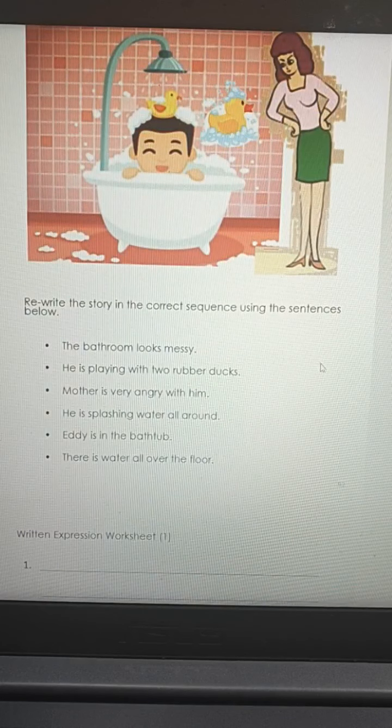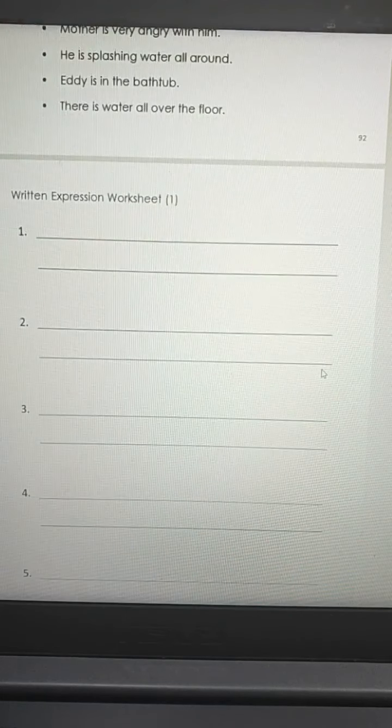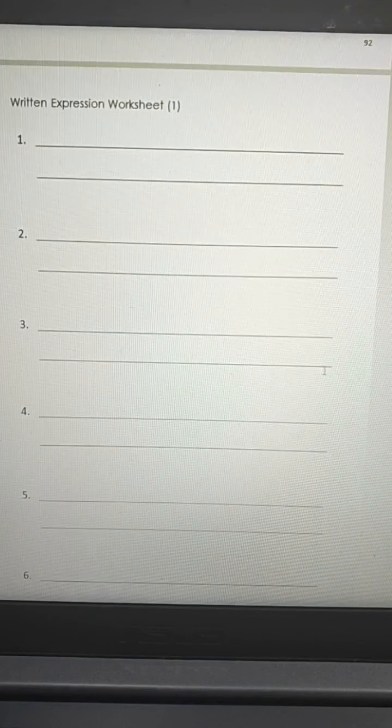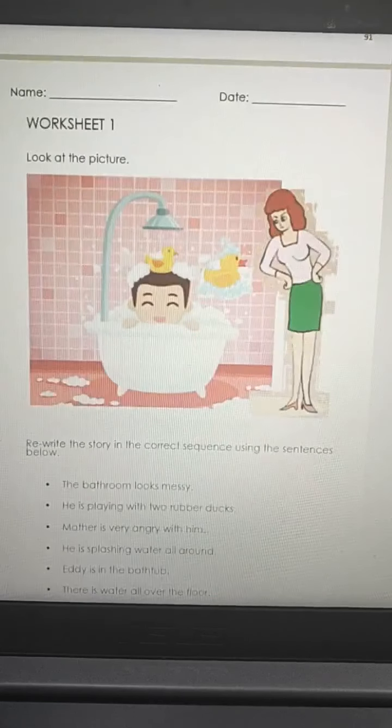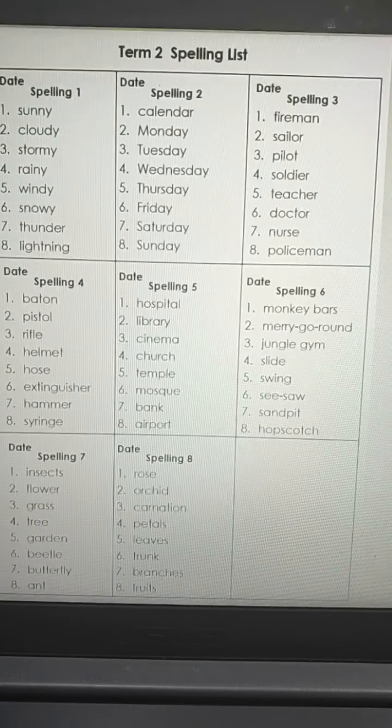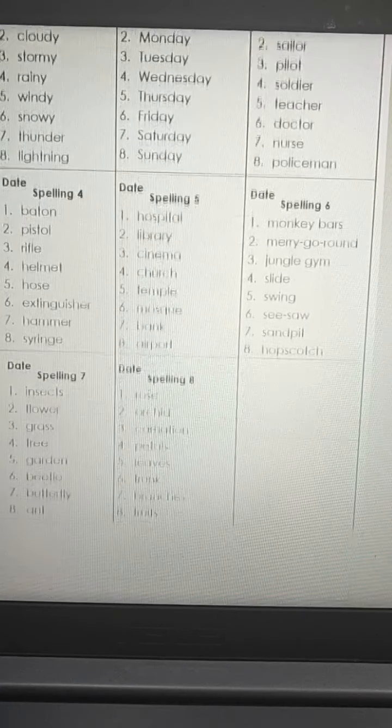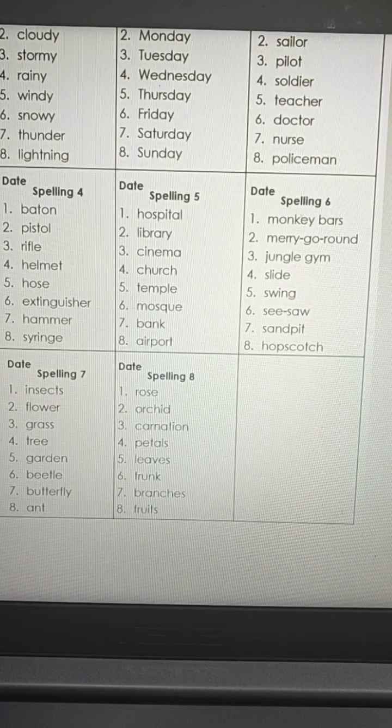So mommy and daddy, please remember to take a picture of the homework and send it to the teachers by the end of the day, okay? And then remember, next week there will be spelling. Next Tuesday will be spelling 6, okay? So remember to learn all these spelling words.